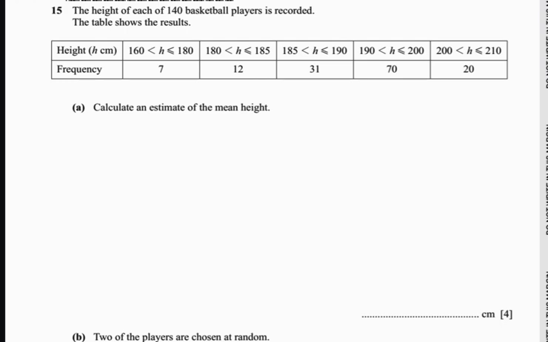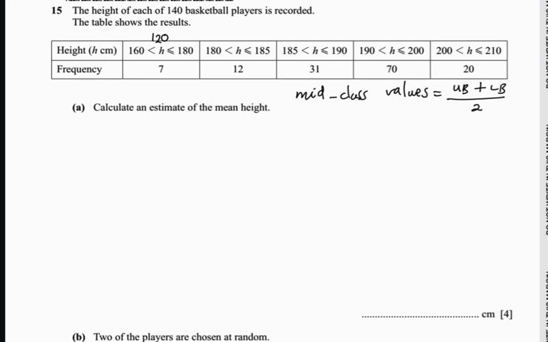For you to find the estimate of the mean, the first thing you need to find is what you call the mid-class values. For each mid-class value, you take the upper bound plus the lower bound, then you divide by 2. For instance, for the first one, you're saying 160 plus 180 divided by 2, you get 120. So the mid-class value here is 120.